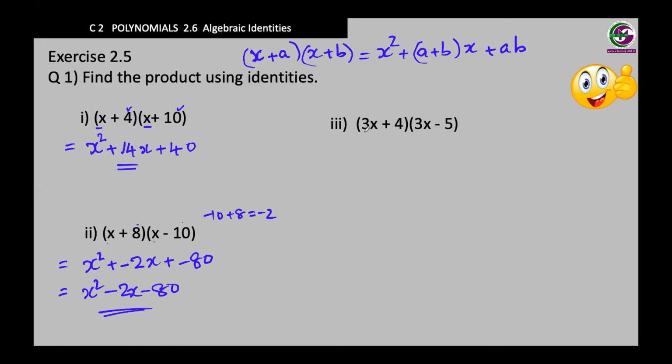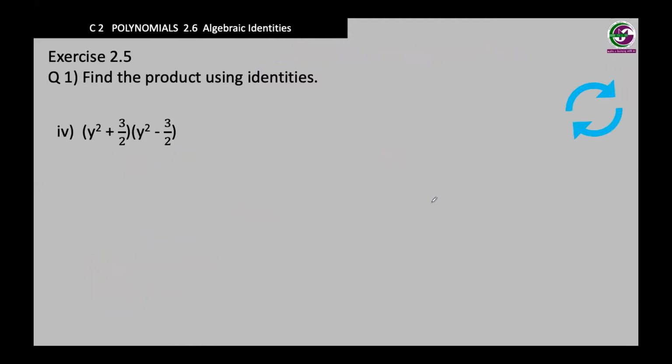Moving on to question 3. Here also, first terms are the same, last 2 terms are different. So we apply the same rule. We write square of the first term, but remember to put it in a bracket because we have a number and letter. Then add the numbers. Plus 4 minus 5 is negative 1x, and multiply them. Plus 4 multiply negative 5 is negative 20. Or we can rewrite 9x squared minus x minus 20. That's it.